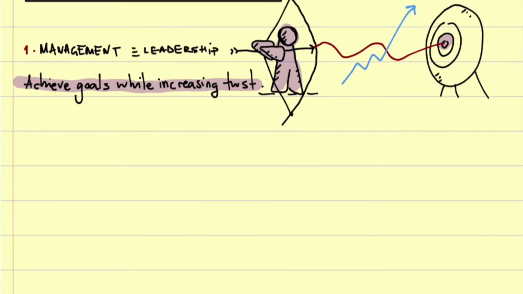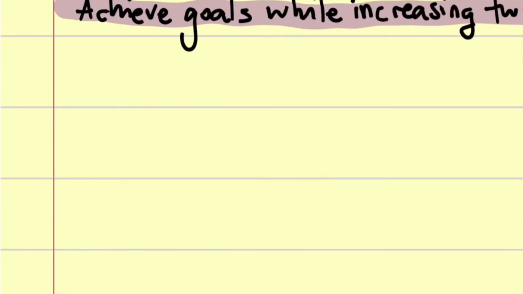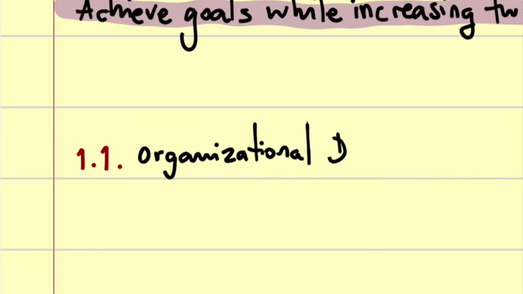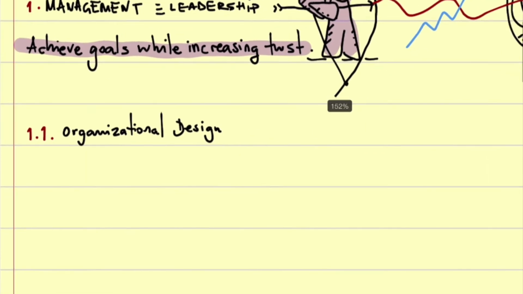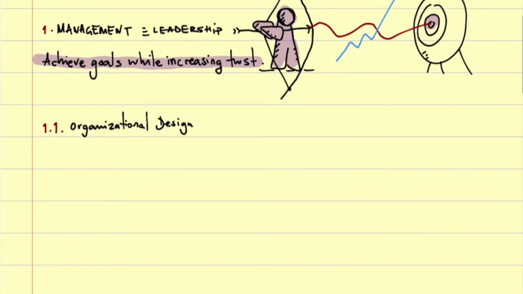So when we talk about trust, we need to be talking about an organizational setting that explains, so let's say 1.1, organizational design that explains the nature of, or how should we understand trust, okay? Because it's something that maybe, okay, you know what it is, but it's something that maybe is difficult to grasp.